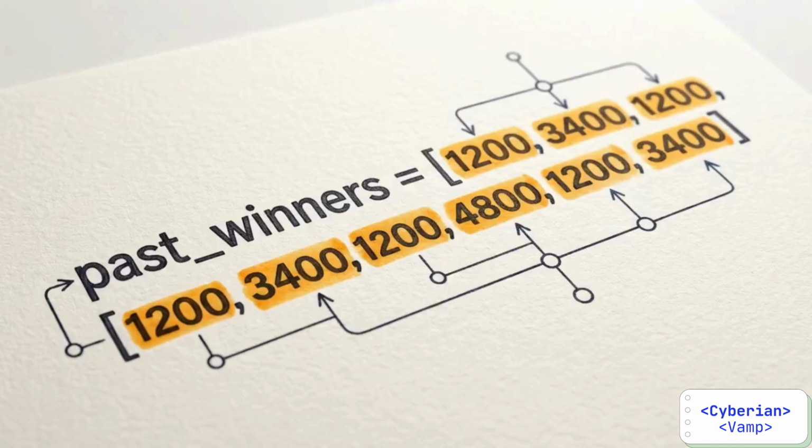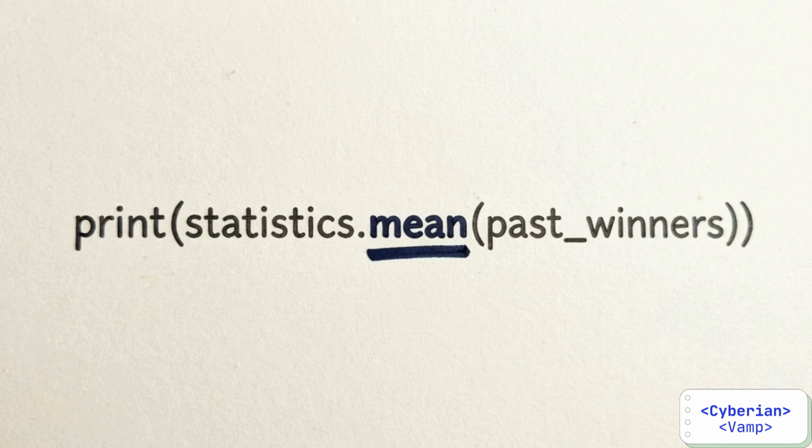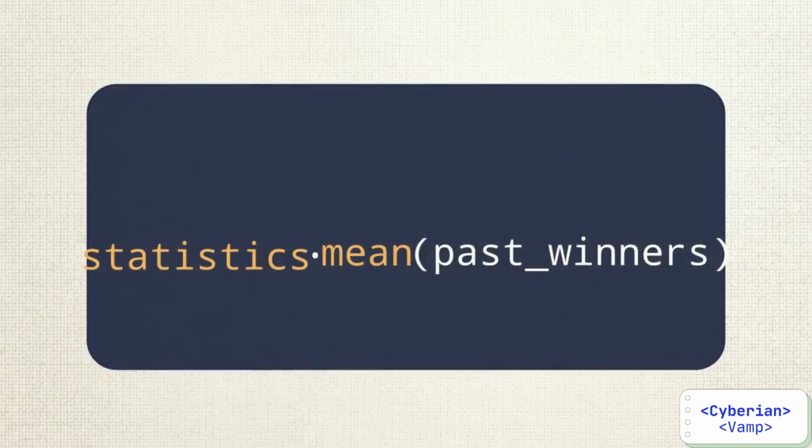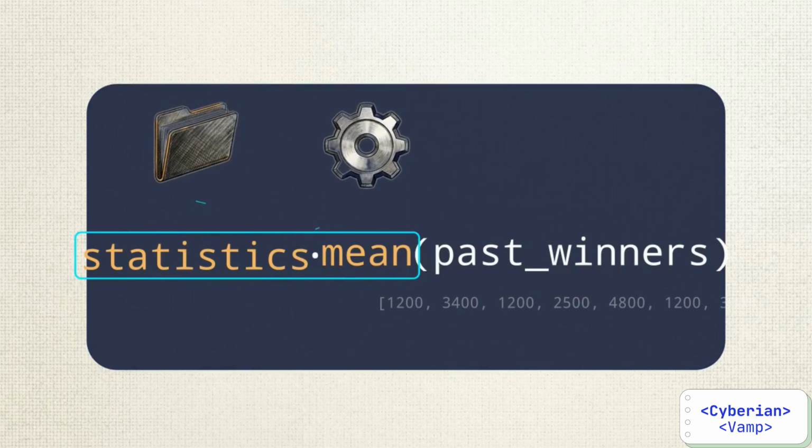Now we process historical data. We have a raw array named past_winners, populated with several previous winning ticket numbers. To find the historical average, we create a print statement, utilizing the mean function on our data array. Look at the glowing dot in this code snippet. Because we used the standard import method in step 1, we must type statistics.mean to properly access the function inside its module.